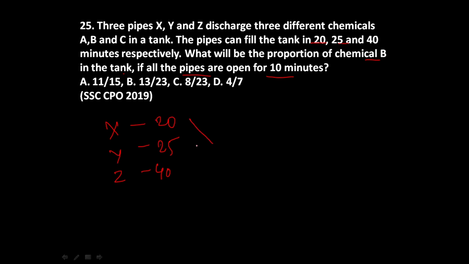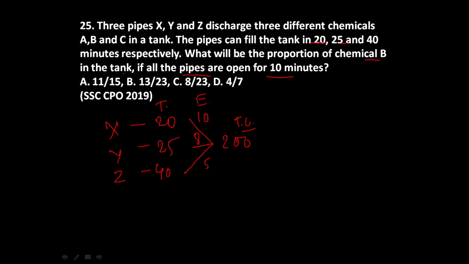Okay. So what is the total capacity? 200. What is the total efficiency? How will you get this? 10, 8, 5. This is the efficiency. This is the time. This is the total capacity, total work, whatever you say.